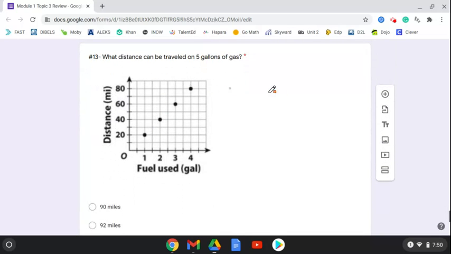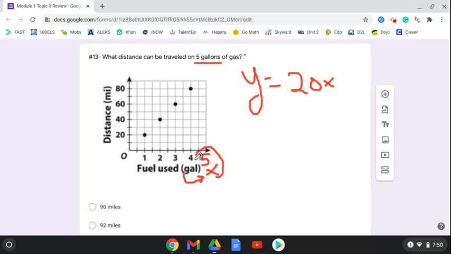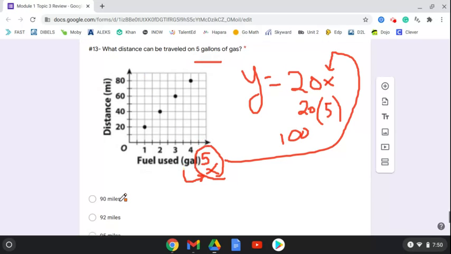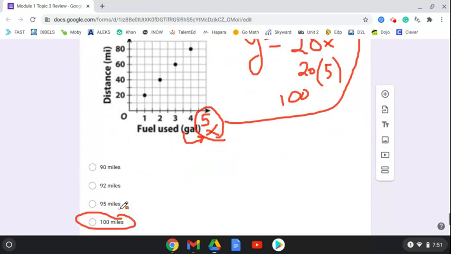And that's what you're going to use that knowledge to help you in number 13. So if y equals 20x and x right here represents the gallons used, then if I want to know how many miles I can travel with 5 gallons of gas, I plug 5 in for x. And if I plug 5 in for x here, this is 20 times x, or 20 times 5. And of course, that would be 100. Okay, so that is the number of miles that I would travel, 100 miles on 5 gallons of gas.